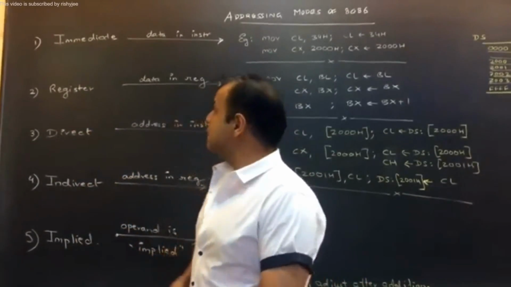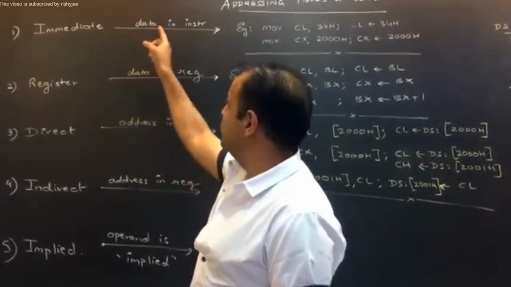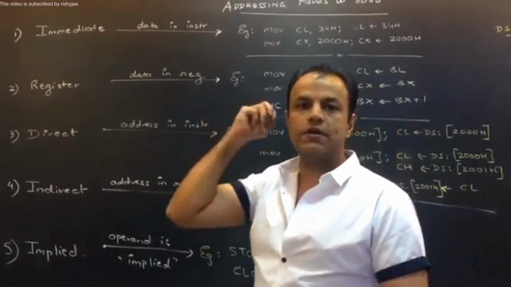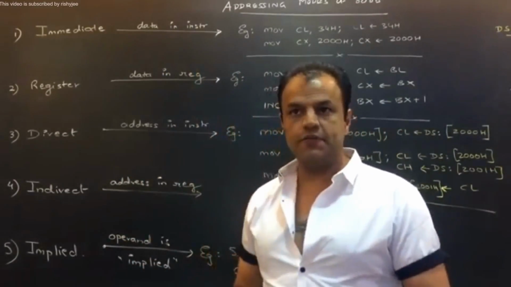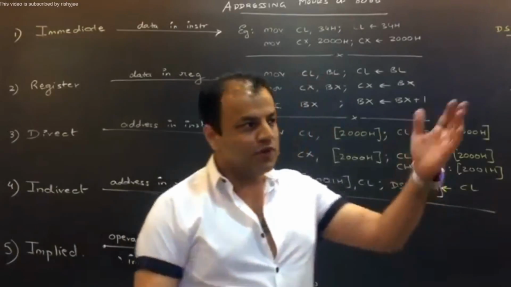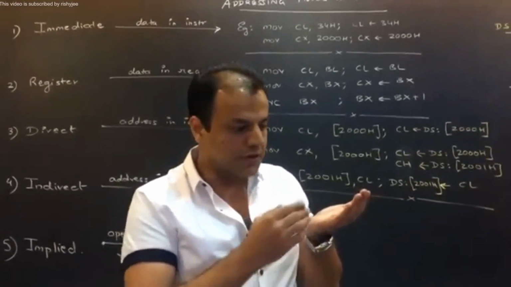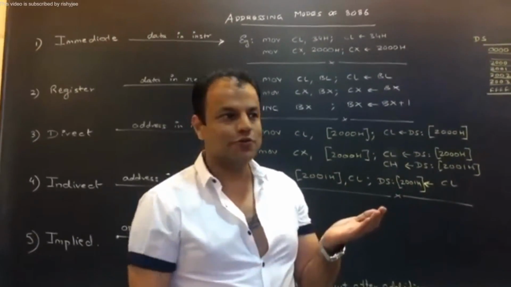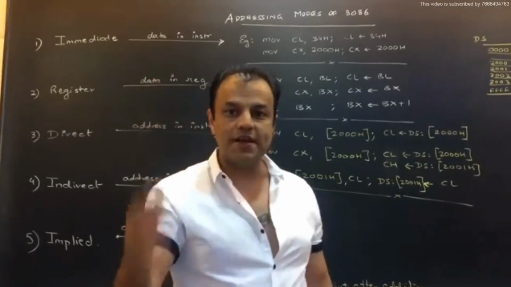Let's start one by one. The first one, immediate addressing mode. That's the easiest addressing mode. Your data is given in the instruction. I repeat, whatever data, whatever operand you want to work on, you give that data in the instruction itself. So what happens? As soon as the processor fetches the instruction, it gets the data. So it doesn't have to search for the data, so it doesn't waste any time. The operation is performed immediately. Hence the name immediate addressing mode.